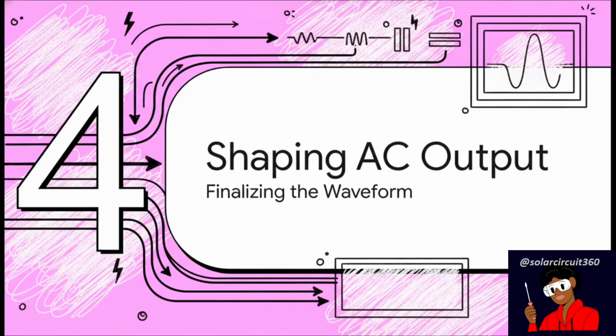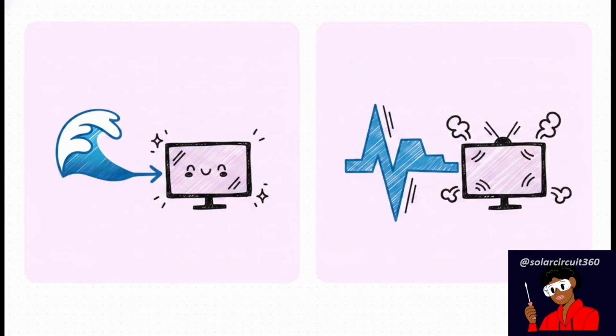Part 4, shaping the AC output. Now, what's really interesting about this stage is that having the right voltage isn't the end of the story. We still have to finalize the actual shape of the wave. And this completely shatters the myth that all AC outputs are exactly the same. They're not. A pure sine wave uses really advanced filtering circuits to give you a perfectly smooth, clean waveform that mimics utility grid power.